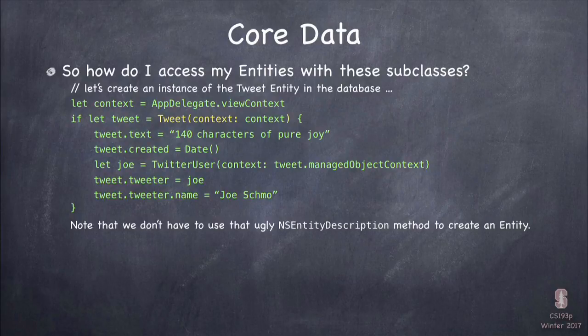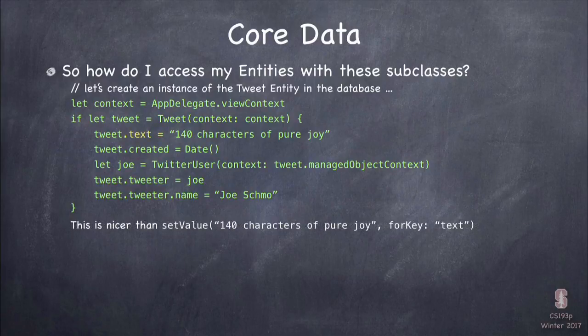The first thing is to create a tweet. We don't have to do NS entity description, entity insert entity for name into context or whatever that huge long terrible thing was. We can just say tweet parentheses context. You just say what context, which means what database you want the tweet put in, and it creates a new tweet. Just use a normal initializer for a new thing. So that's super cool. That's one of the coolest features right there, not having to use an NS entity description thing. So no more NS entity description. You will not have to do that.